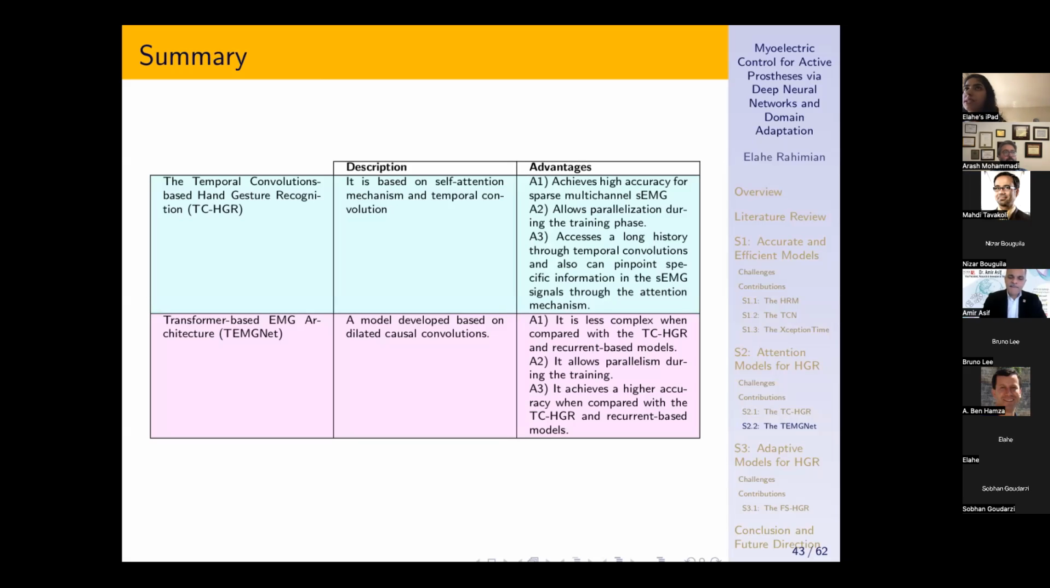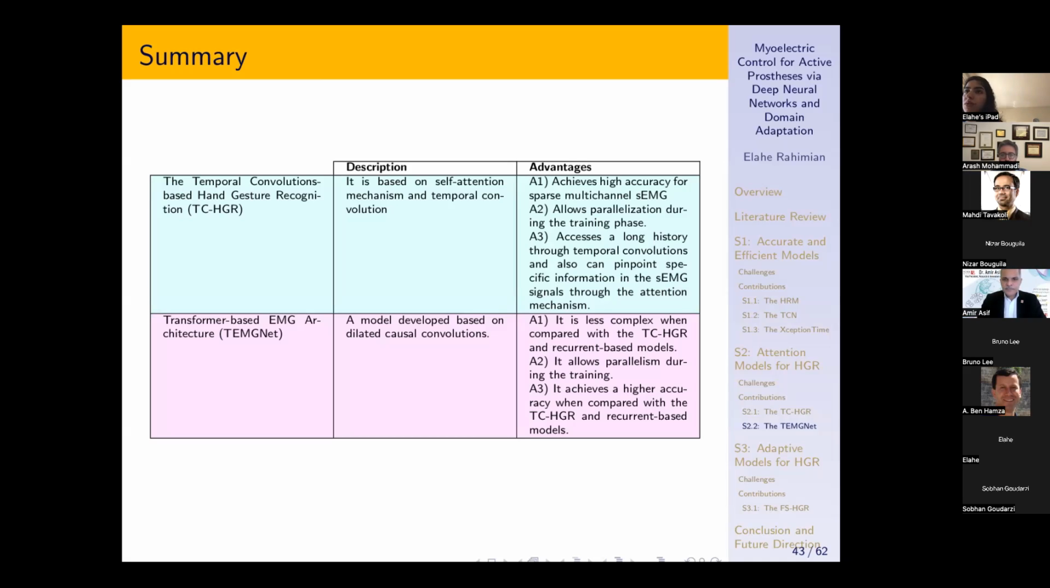Finally, I will conclude this section with a summary. Here in this section, we propose two architectures. The first one is TCHER, which is based on self-attention and temporal convolution. By using temporal convolution besides attention, we can achieve a high accuracy and it allows parallelization during the training time. We can access a large receptive field, and we can pinpoint specific information in the sequence by using attention.